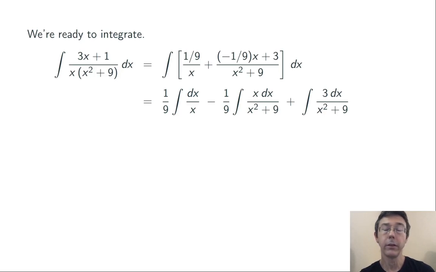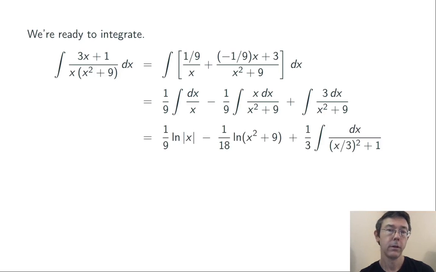The reason is that middle integral can be done with a u substitution, and the far right integral can be done as an arctangent. The first integral of the three is just the natural log of the absolute value of x. The second will be 1/18th natural log of x squared plus 9. We get that using the u substitution, u equals x squared plus 9. Finally, the last integral, as I said, will be an arctangent.